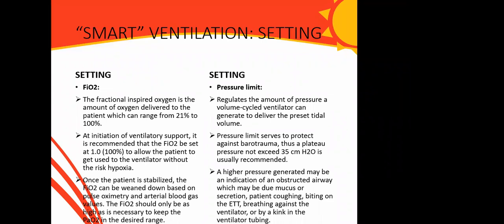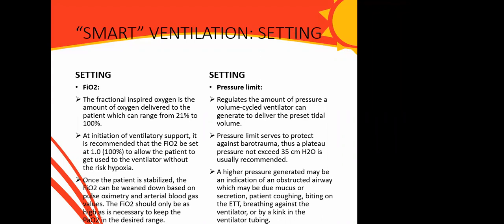But the rule of thumb is that your FiO2 should only be as high as is necessary to keep your PaO2 in the desired range of between 75 to 97 millimeters of mercury. Set your pressure limit because this protects against barotrauma, and most of the time we do not want to exceed between 30 to 35 centimeters of water.